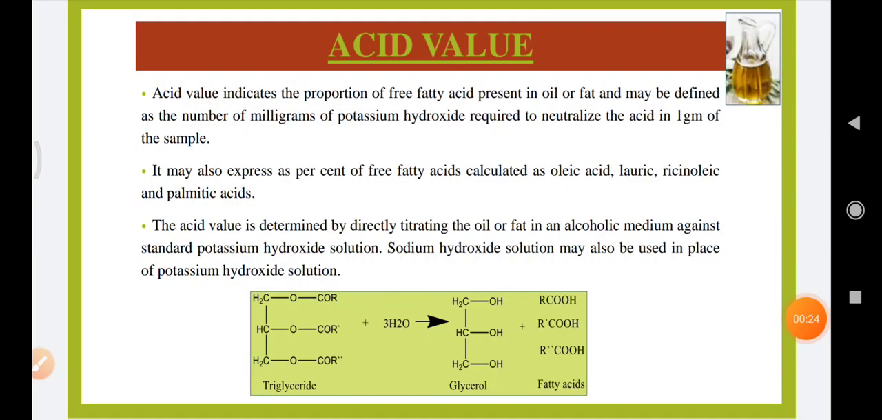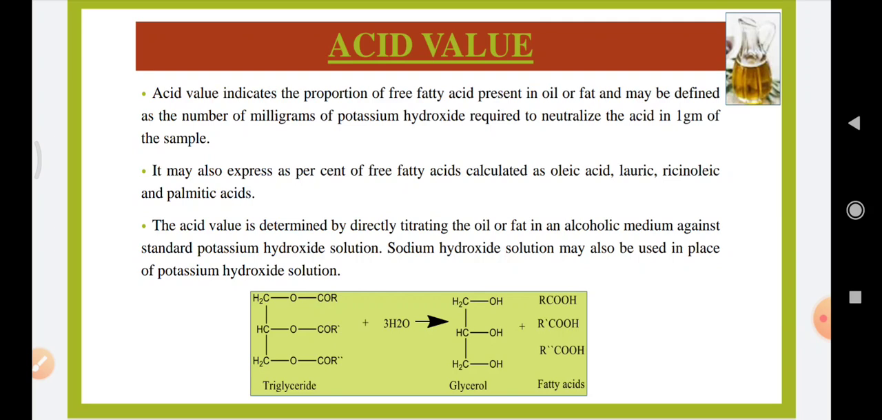Now coming to the definition. Acid value indicates the proportion of free fatty acids present in the oil and fat, and this may be defined as the number of milligrams of potassium hydroxide required to neutralize the acid in 1 gram of sample. The acid value may also be expressed as percent of free fatty acids calculated as oleic acid, lauric, ricinoleic and palmitic acid.